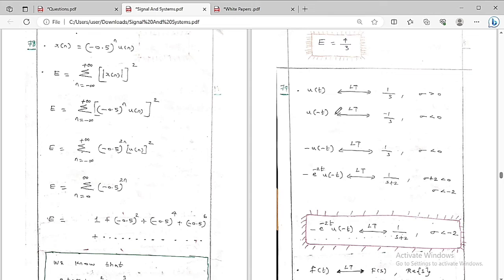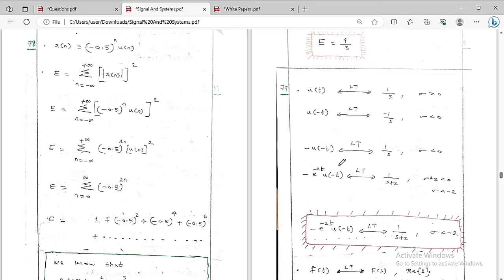So with the help of this equation, we are going to write this one. I am going to multiply by minus on both sides. Then what am I going to get? Minus into u of minus t has the Laplace transform 1 by s. The ROC will never change, because it will remain as it is. We are just doing the multiplication of minus on both sides, so the ROC is not going to get affected. Therefore, for minus into u of minus t, the Laplace transform is 1 by s with an ROC sigma less than 0.